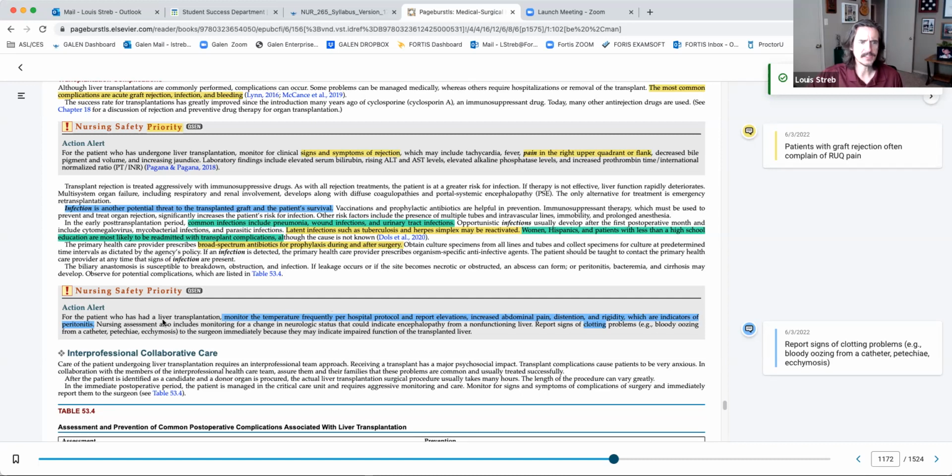For the patient who has had a liver transplant, this is nursing safety priority, QSEN. Monitor temperature frequently, per protocol. Report elevations. Think about abdominal pain, distension, rigidity. All of these things are indicators of what? Peritonitis. And peritonitis is a huge thing that we're looking at. So report signs also of clotting problems. Think about blood oozing from the catheter, petechiae, ecchymosis. Why? Because we have to report what? Clotting problems, because it's the liver.